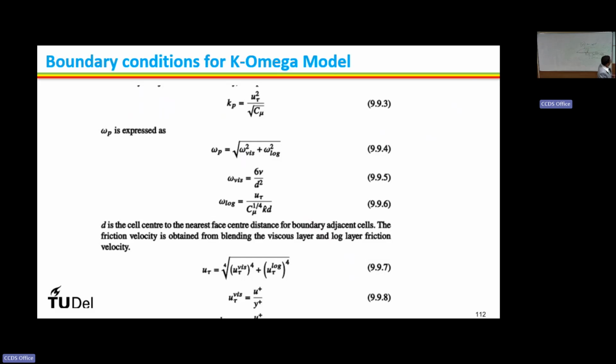Then again, as we already told, you have the enhanced wall treatment kind of thing. In the K epsilon boundary condition, for the epsilon we need kP and omega P to calculate the wall correction, the wall boundary condition. So this is how kP and omega P are calculated. For omega P, they are calculated based upon the shortest distance from the wall. There is a viscous omega, there is a logarithmic omega. Based upon that, the shear velocity will be calculated. Once shear velocity is calculated, y plus will be calculated, right?